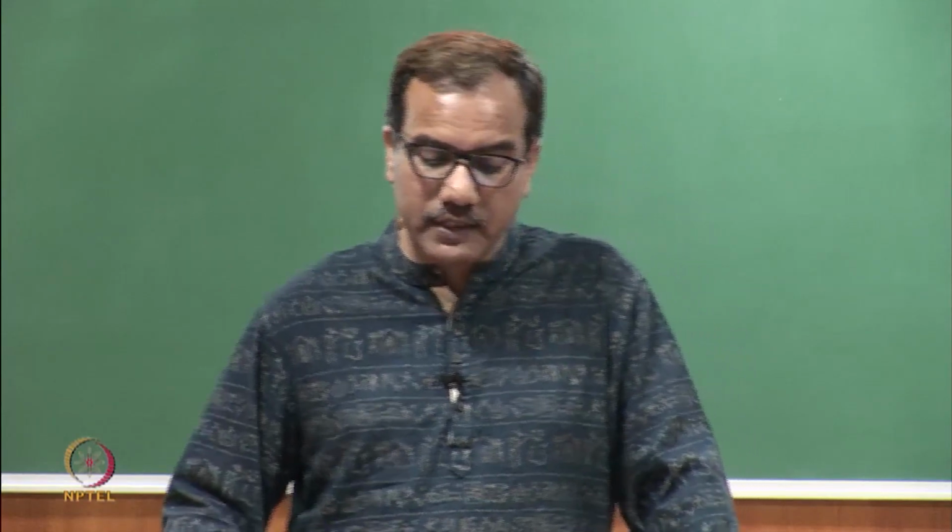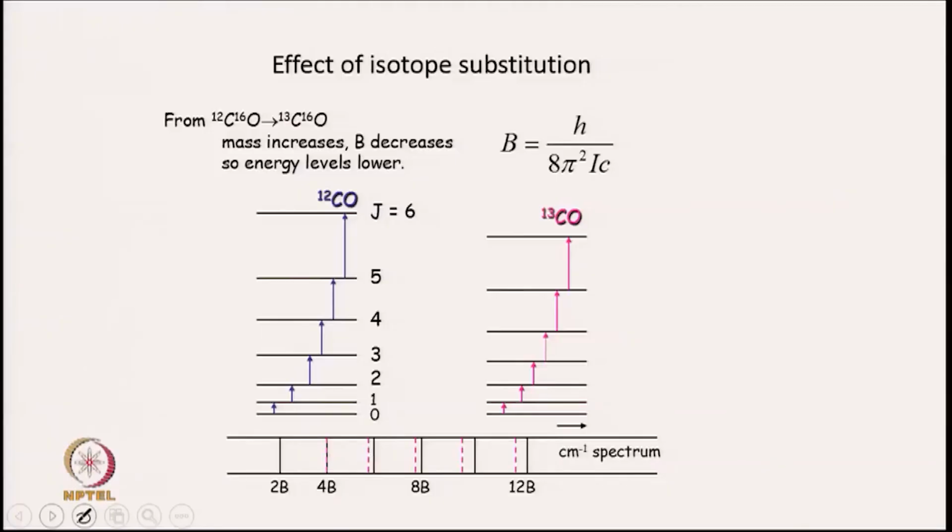So next we will discuss what is the effect of isotope substitution. For example, if we go from 12C 16O to 13C and 16O, so here we are going from one isotope 12C to 13C. We know that B is inversely proportional to I, and since I increases when you go from 12C 16O to 13C 16O, B is going to decrease, and then the difference between different energy levels is also going to decrease.